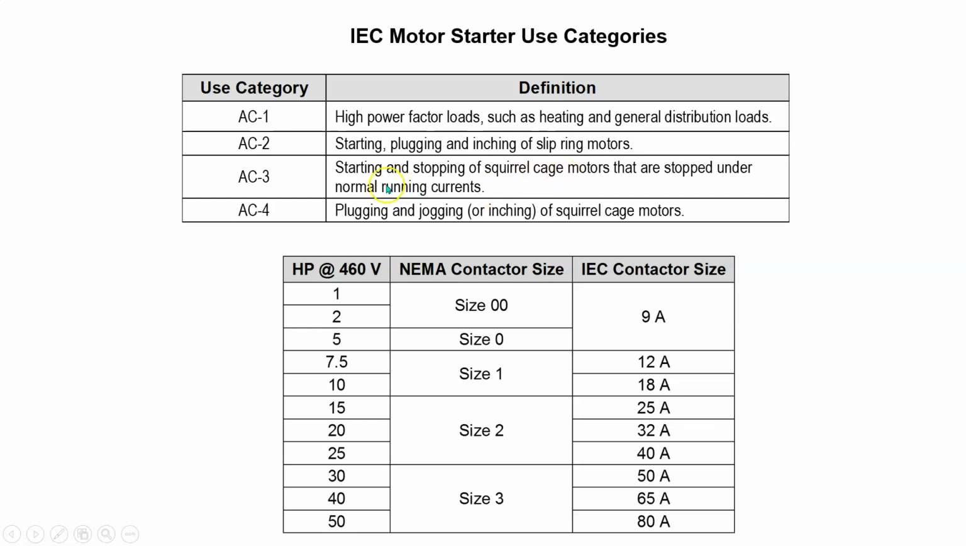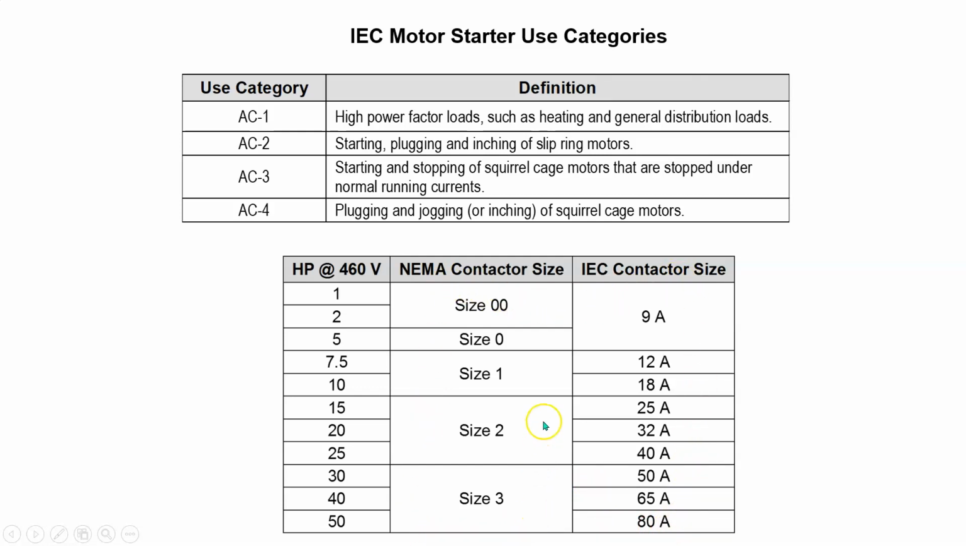Squirrel cage motors, starting under normal running currents, jogging, inching. So those are the different applications of the category. And then based on the horsepower ratings, I had 460 volts for this one here. These are my NEMA contactor sizes compared to my IEC contactor sizes. So you can see that the IEC has many more options compared to the NEMA.